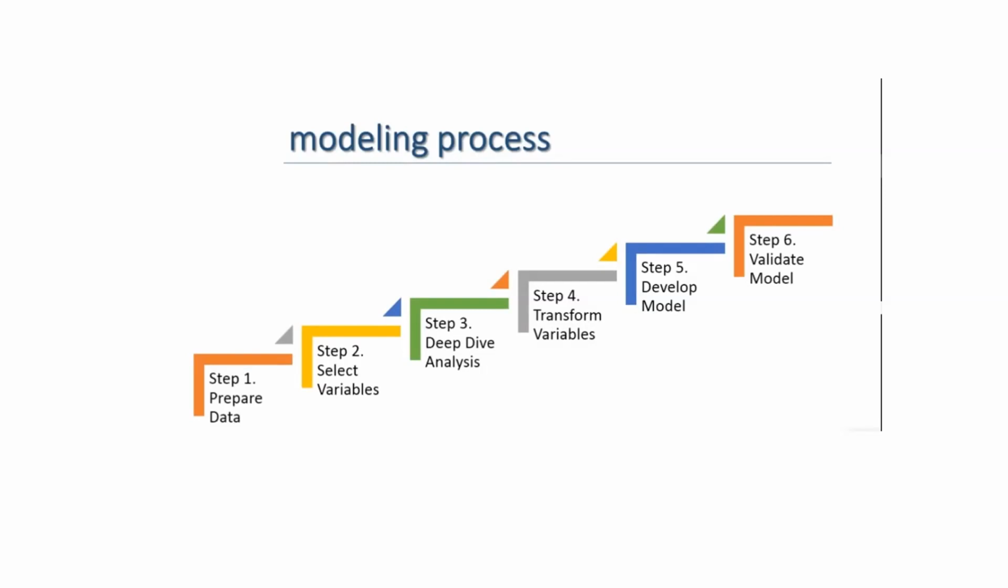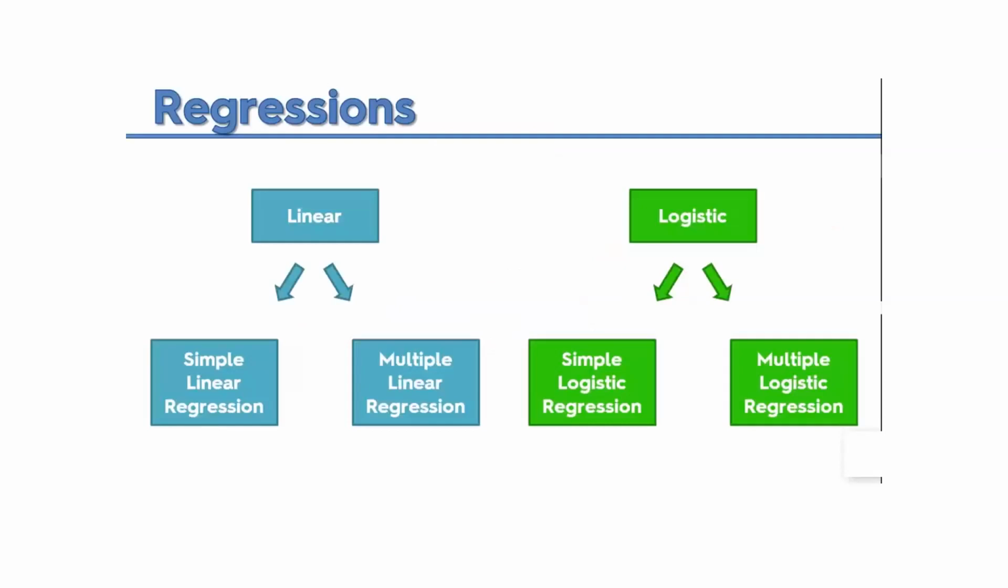And what do we do? We build a model. The model is used for prediction, which is then validated, which means tested, and then it is deployed. So at a high level, that is what it is. A couple of machine learning algorithms: linear and logistic regression. Then we have in each of them simple versus multiple regressions.